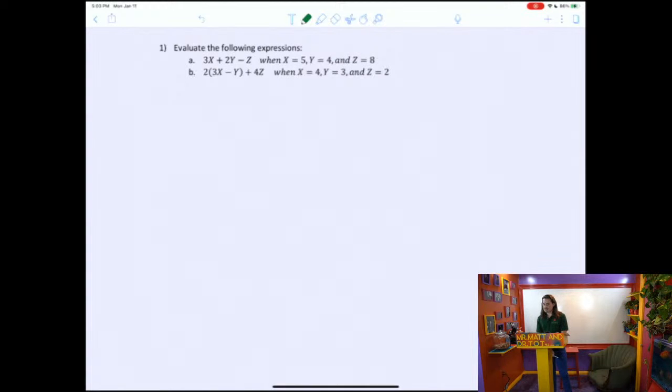A asks 3x plus 2y minus z when x is equal to 5, y is equal to 4, and z is equal to 8. And B is asking you to evaluate the expression 2 times the quantity 3x minus y, quantity plus 4z, when x is equal to 4, y is equal to 3, and z is equal to 2. So I'll give you 3 minutes. 1 minute in, I'll start to solve, and then we'll review in total.